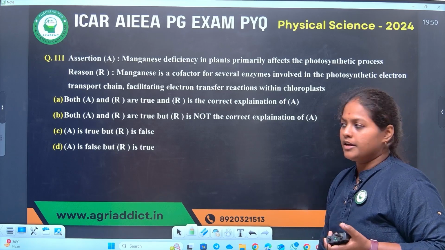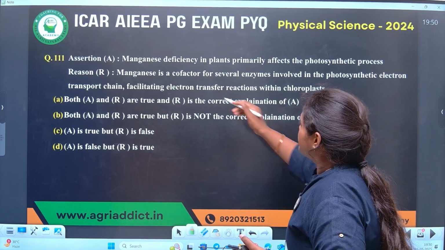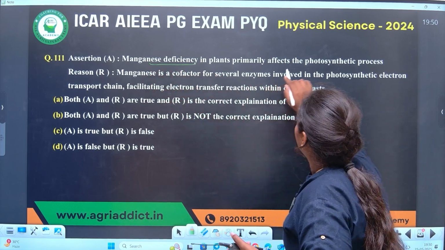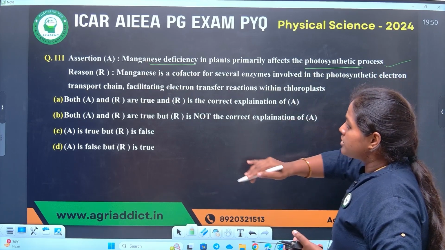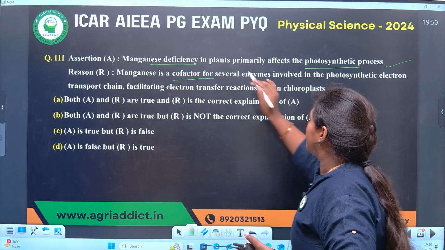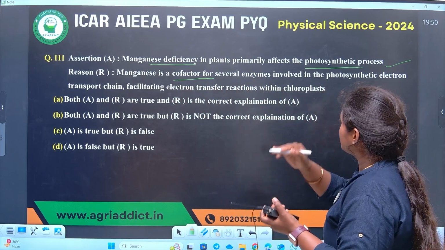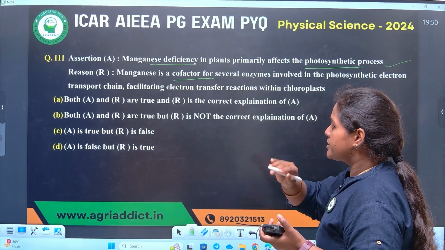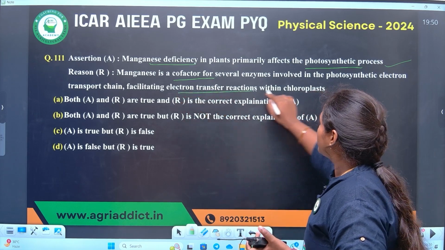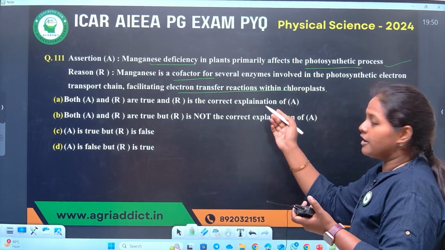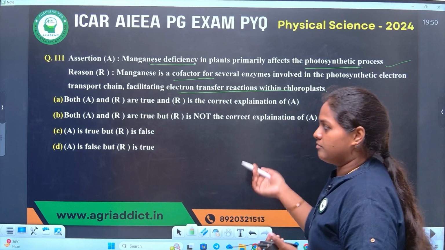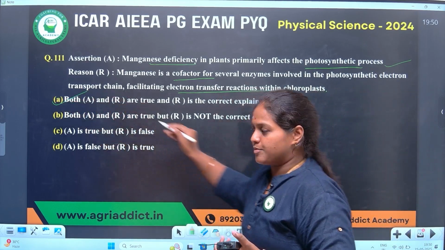Question number 111. Assertion reason. Assertion: manganese deficiency in plants affects the photosynthetic process. True. Because manganese is a cofactor for several enzymes involved in the photosynthetic electron transport chain, facilitating electron transfer reactions within the chloroplast. This is the reason why manganese deficiency affects the chlorophyll parts. Both are true and it is a correct explanation.